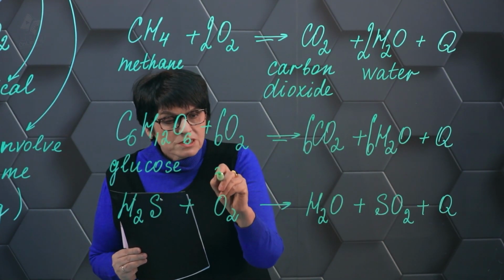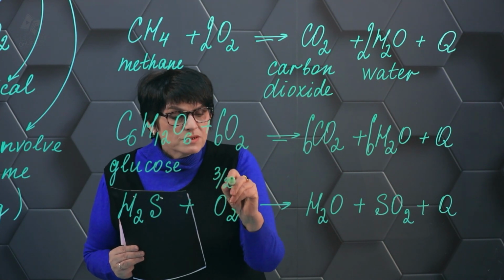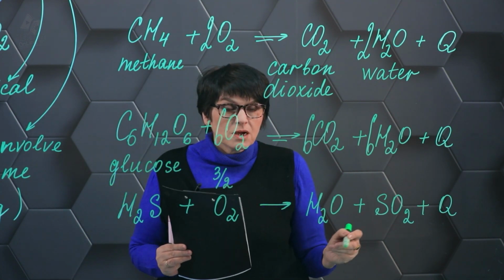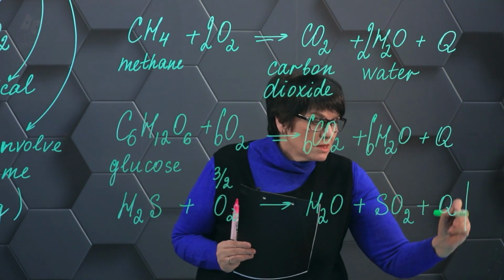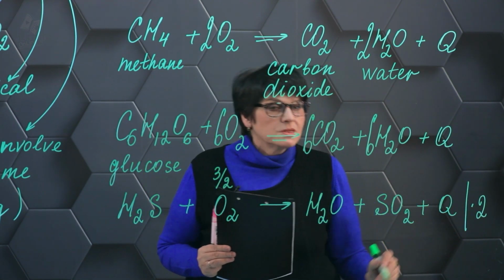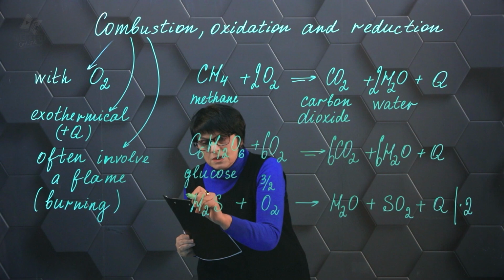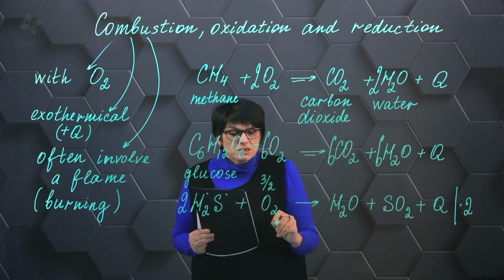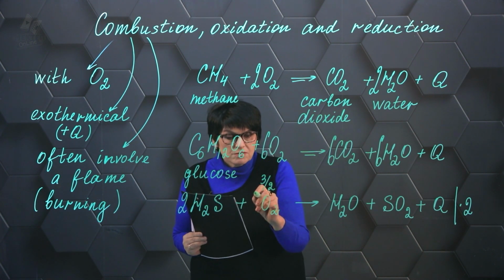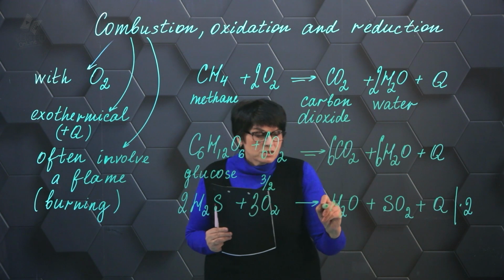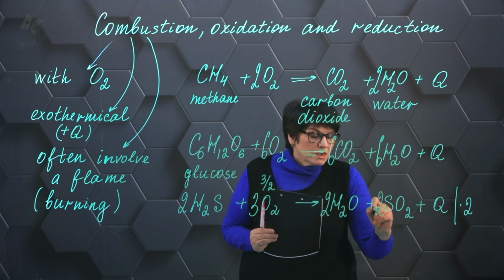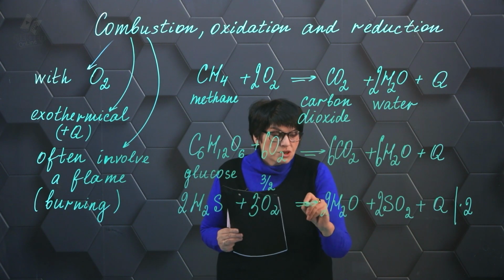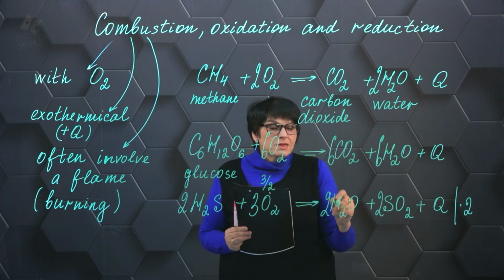So in front of the oxygen formula there should be a factor of 3 over 2, but fractional coefficients are not allowed. To make them whole, we multiply all the coefficients by 2. Then we put a coefficient of 2 in front of the hydrogen sulfide formula. We put a coefficient of 3 in front of the oxygen formula. To the water formula we put 2, and to the SO2 formula we put a coefficient of 2.